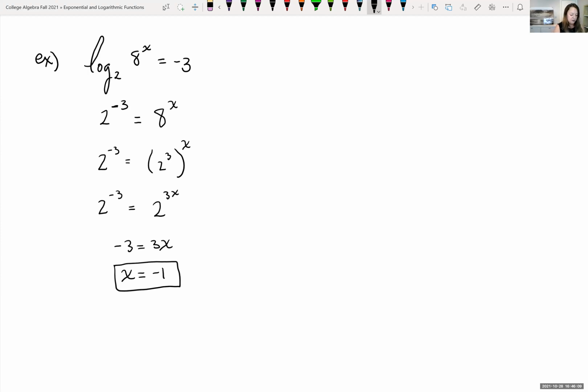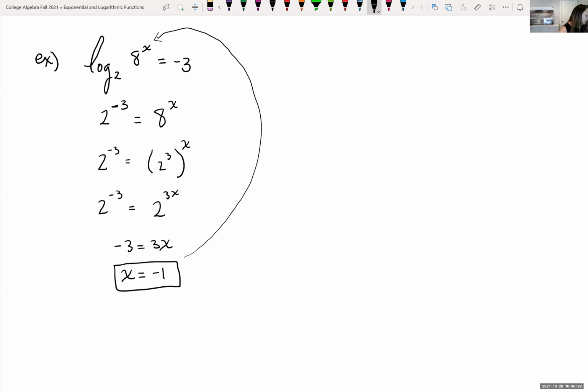If I plug this back into my original, it's going to be okay because it's going to be a log base 2 of 1/8, which is a positive number. 1/8 is. Okay, I lied.